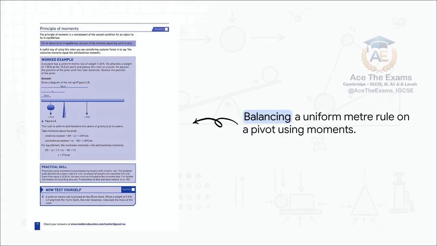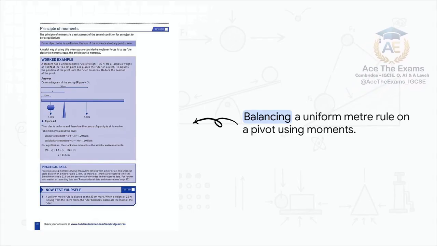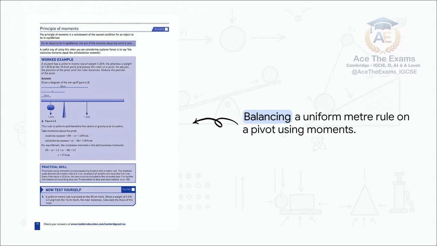Let's see this in action with a classic paper 4-style scenario. By applying the principle of moments to this uniform meter rule, we can visually see how equating the clockwise and anticlockwise moments allows us to mathematically deduce the exact pivot position for perfect balance. Let's act like examiners and solve this together.